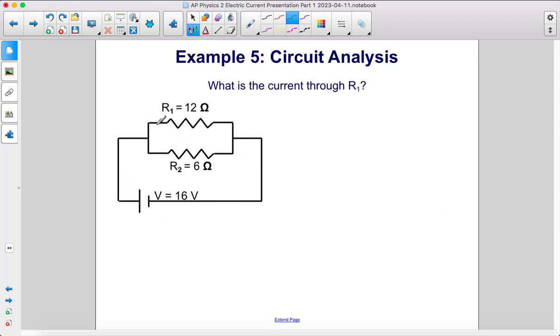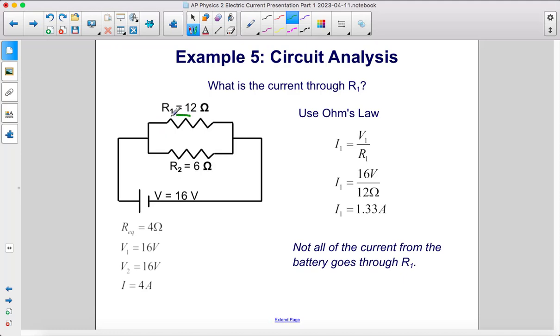What is the current through R1? We can now use Ohm's law for just R1. So here's Ohm's law, but we're going to plug in numbers that only apply to R1. The voltage drop of R1 is 16 volts, which we found earlier, and the resistance of R1 is 12 ohms, so that gives us a current of 1.33 amps.